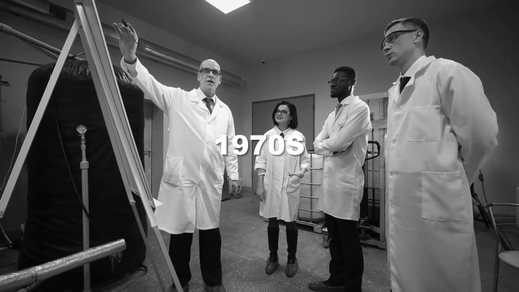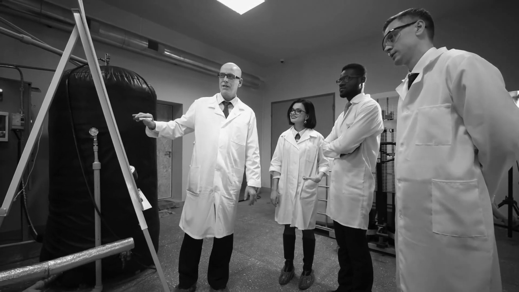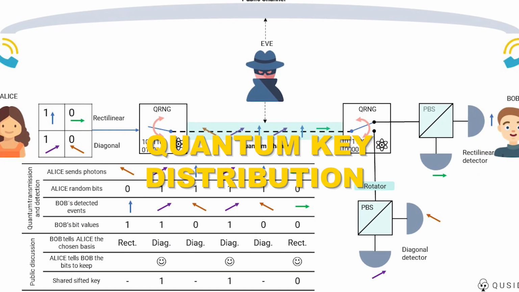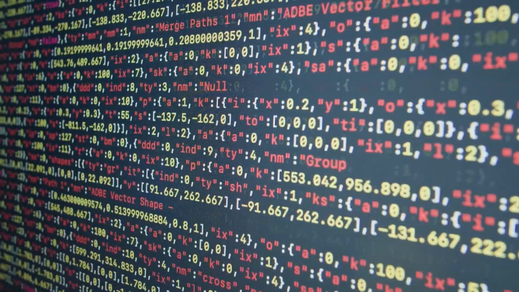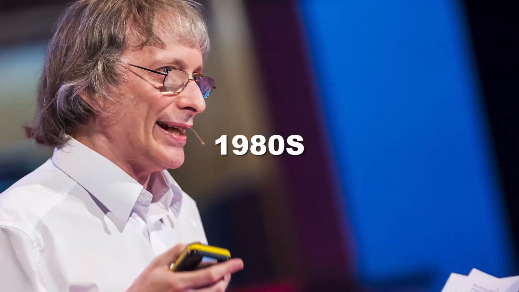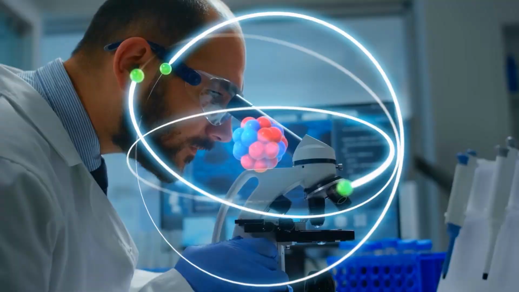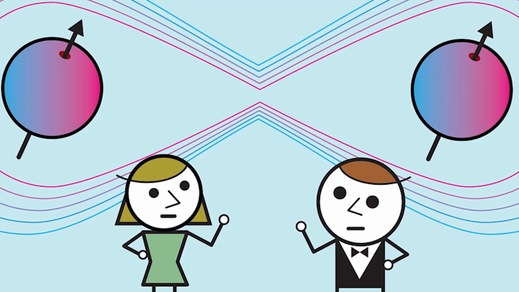This helped create a field called quantum mechanics. In the 1970s, some clever scientists thought about using these weird particle behaviors to make secret codes. They called this quantum key distribution, or QKD. The concept of the QKD is like having a special secret code only you and your friend can understand. In the 1980s, David Deutsch talked about making a computer that's super fast using the quantum concept. This got everyone interested in using quantum for important things like safe talking.